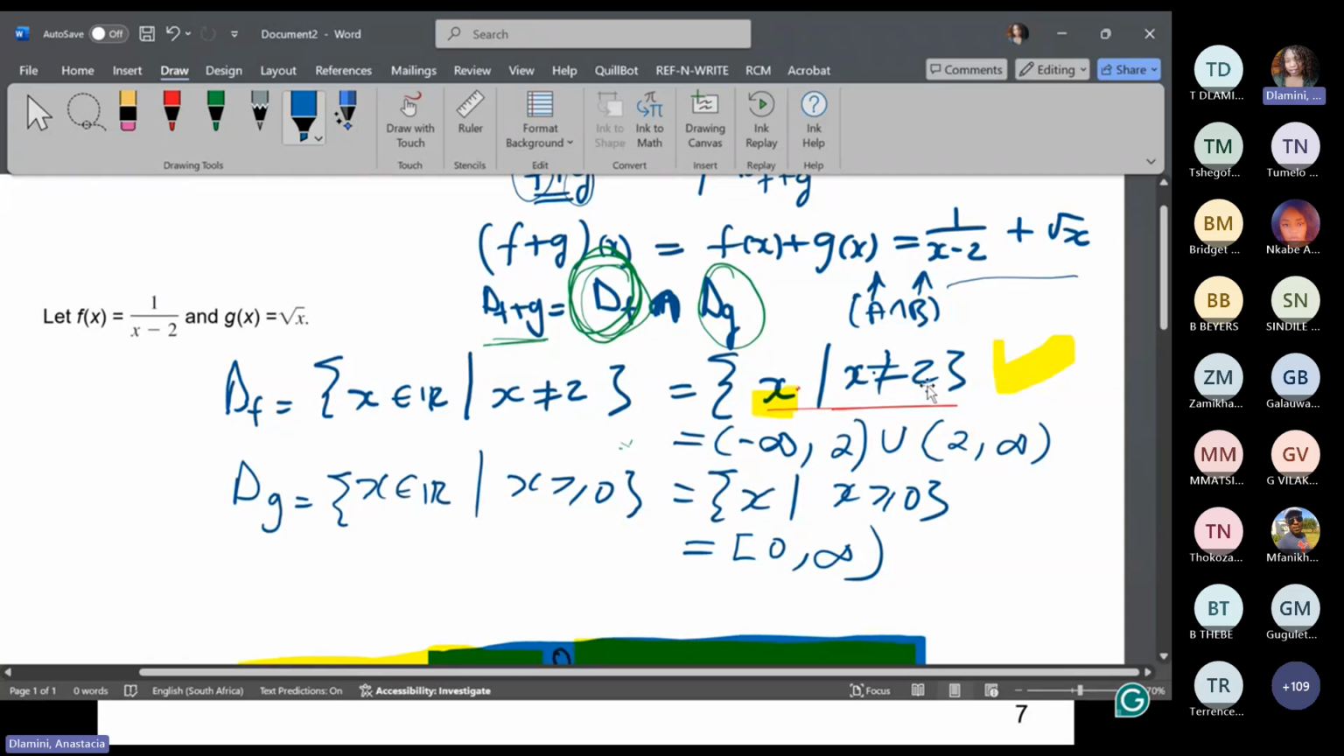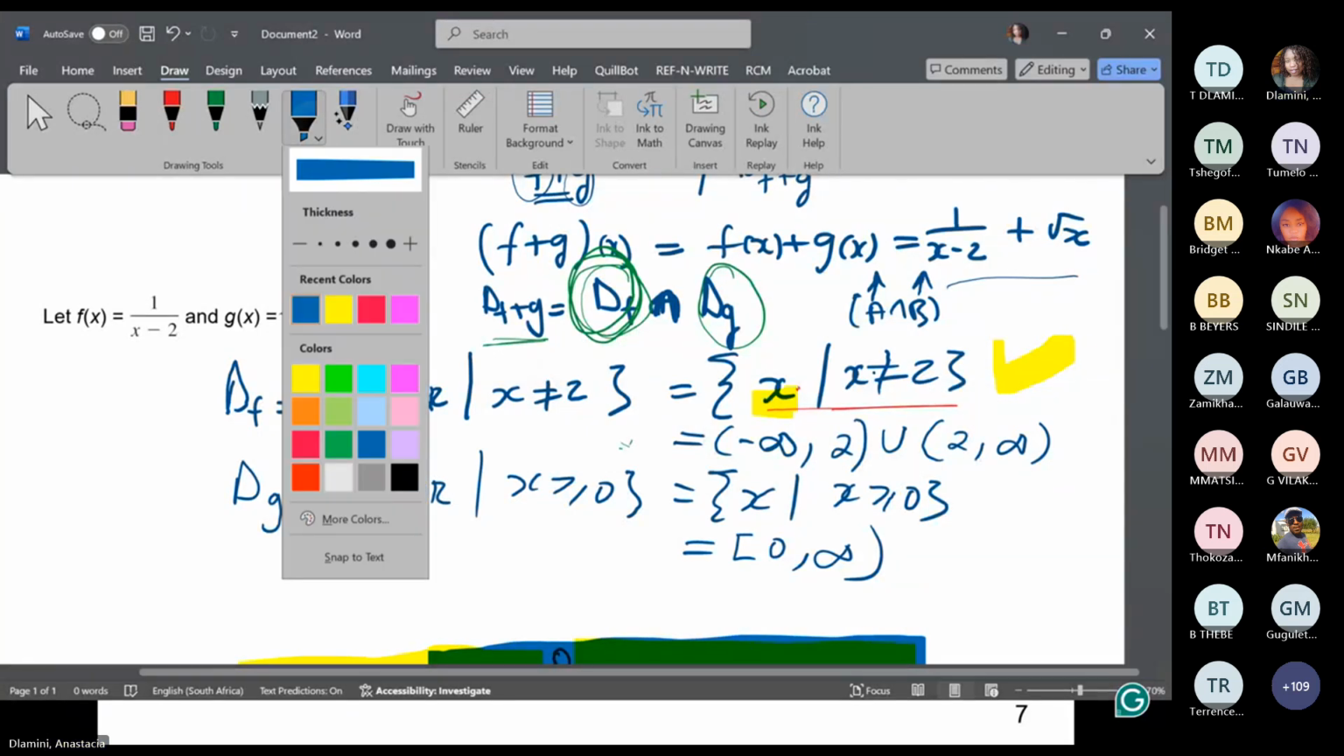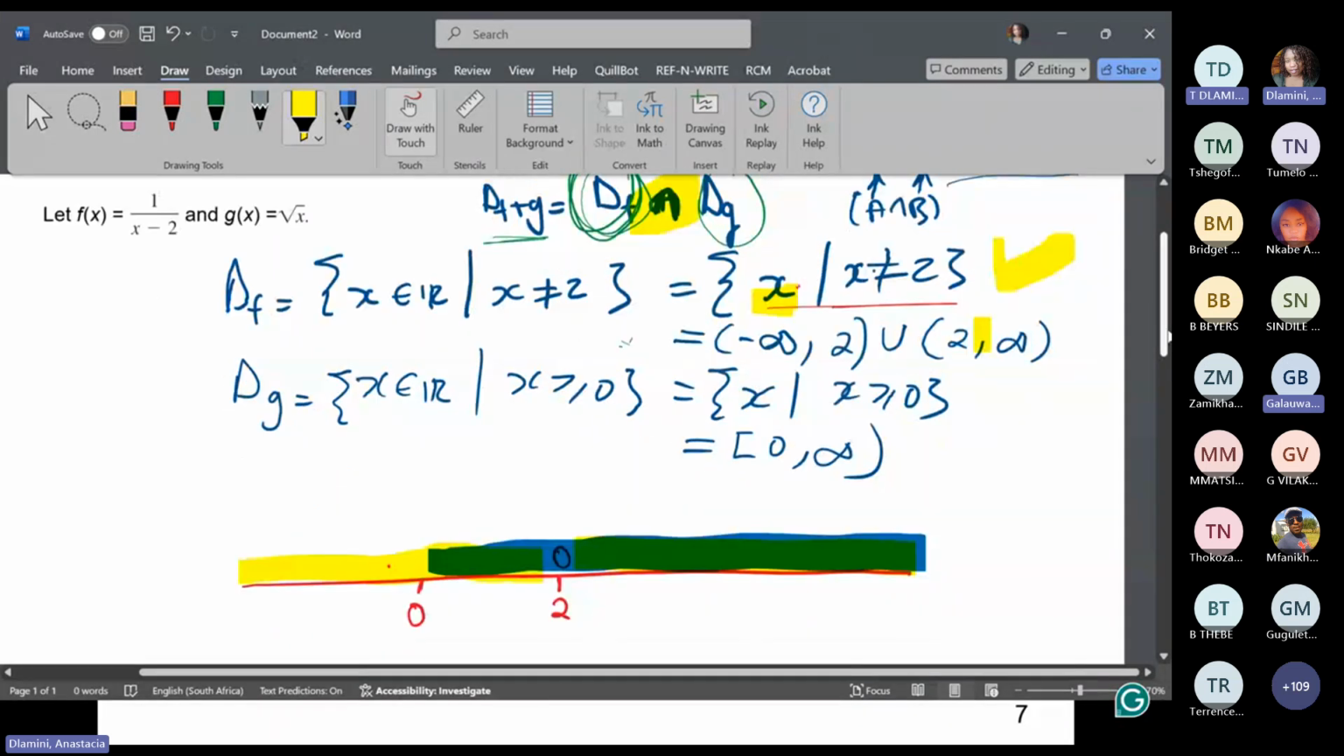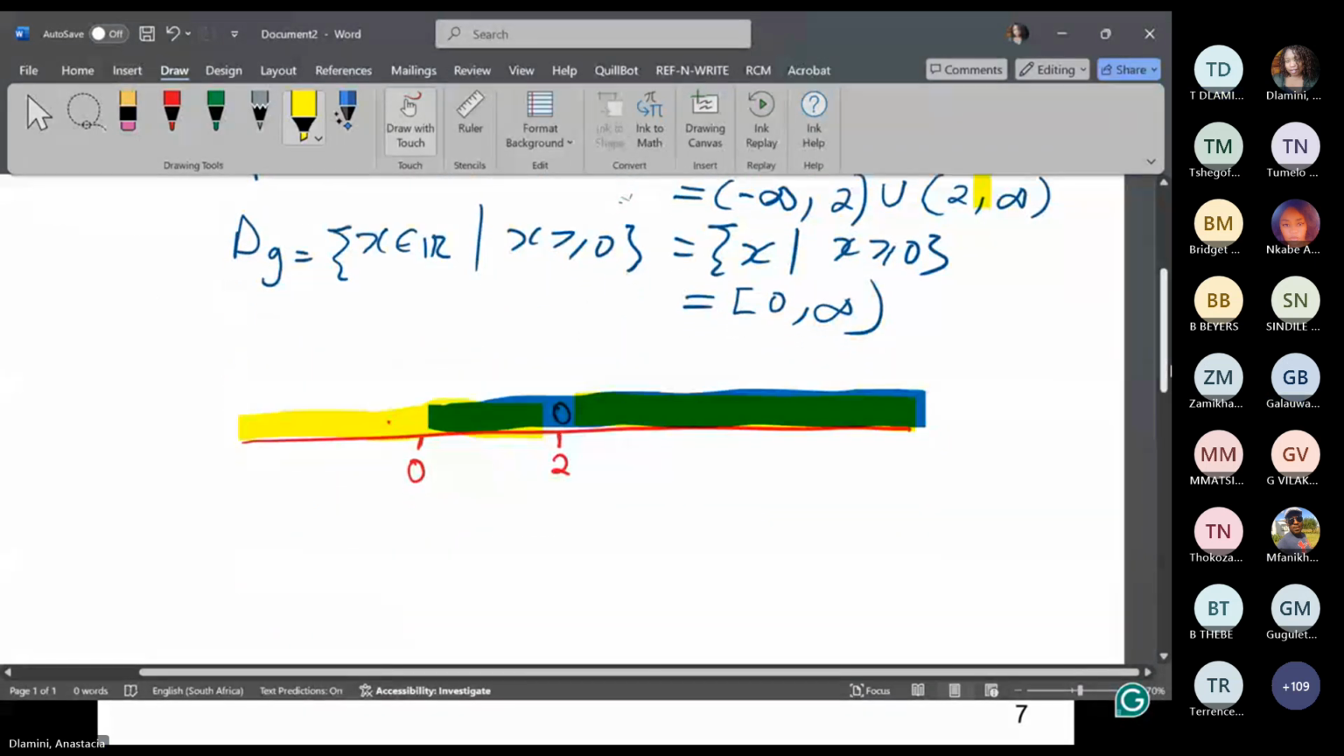So then where do these colors meet? Between 0 and 2. 0 to infinity. Why are you saying 0 to infinity? That's where we see the green color. No. Oh, it's from 0 to 2 and then from 2 to infinity.